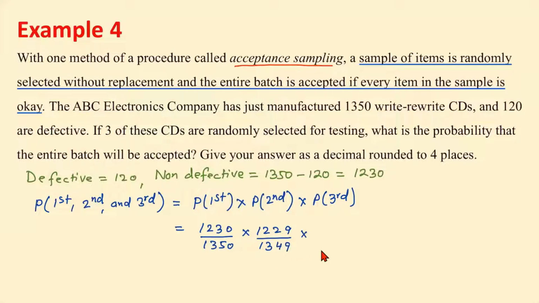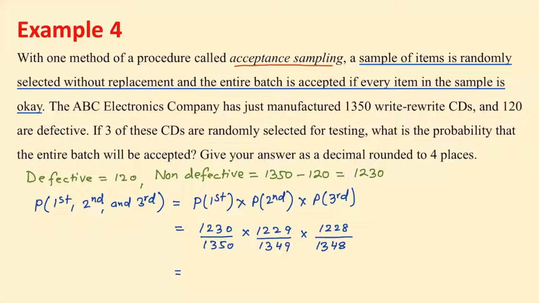Similarly, for the third one, the total number of CDs is now 1348, and two of them are already selected good. So the probability that the first one is good is 1230 out of the total, the second one is 1229 out of the remaining total, and the next one will be 1228 out of the new total. If we multiply these three, we get the probability that the entire batch will be accepted, because for the entire batch to be accepted, all of them must be good.